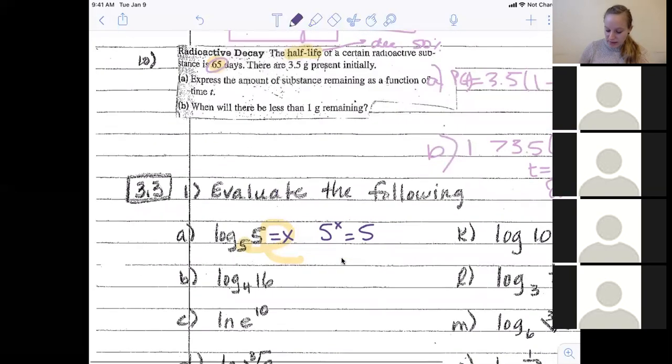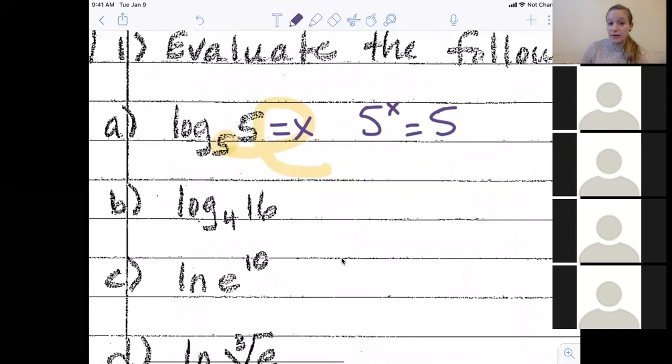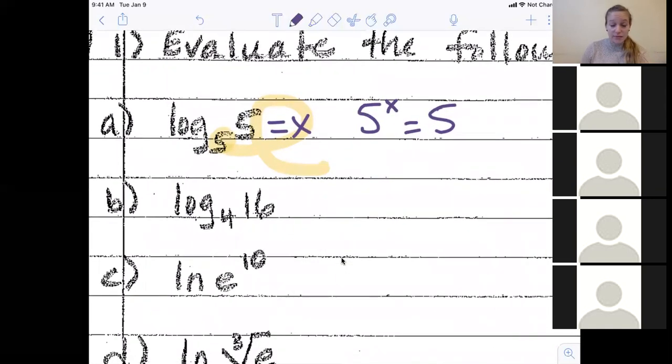This doesn't explicitly say no calculator, but when I evaluate, I'm not using a calculator. So I have no idea what log base 5 of 5 means. But if I rewrite it in exponential form, I can think, oh, 5 raised to what power equals 5? Well, 5 to the first power is the same thing as 5. So x has to equal 1.